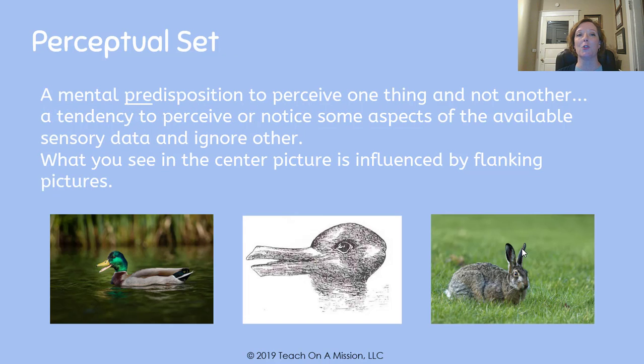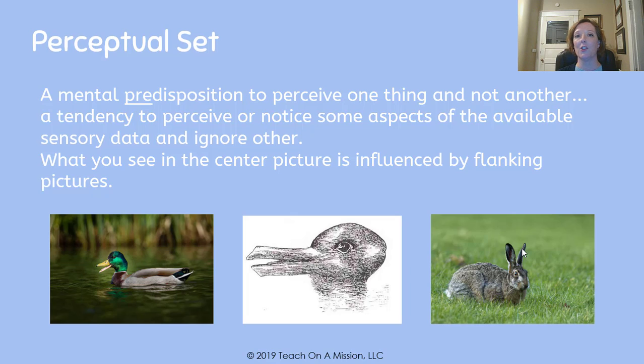Perceptual set is a mental predisposition. You are predisposed to perceive one thing or another, a tendency to perceive or notice some aspects of the available sensory data and ignore the other. So if you look at the picture in the middle, depending on what picture you're looking at that is flanking the picture in the middle, on the left it looks like a duck. And so if you look at the middle picture, you see a duck very easily. You see the bill, you see the eye in the middle. But if you start out looking to the right, you see a rabbit.